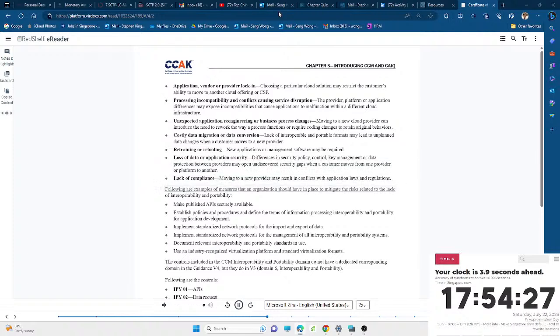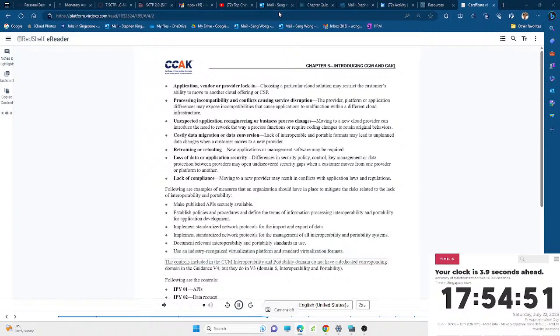Following are examples of measures that an organization should have in place to mitigate the risks related to the lack of interoperability and portability. Make published APIs securely available. Establish policies and procedures and define the terms of information processing, interoperability and portability for application development. Implement standardized network protocols for the import and export of data. Implement standardized network protocols for the management of all interoperability and portability systems. Document relevant interoperability and portability standards in use. Use an industry-recognized virtualization platform and standard virtualization formats.